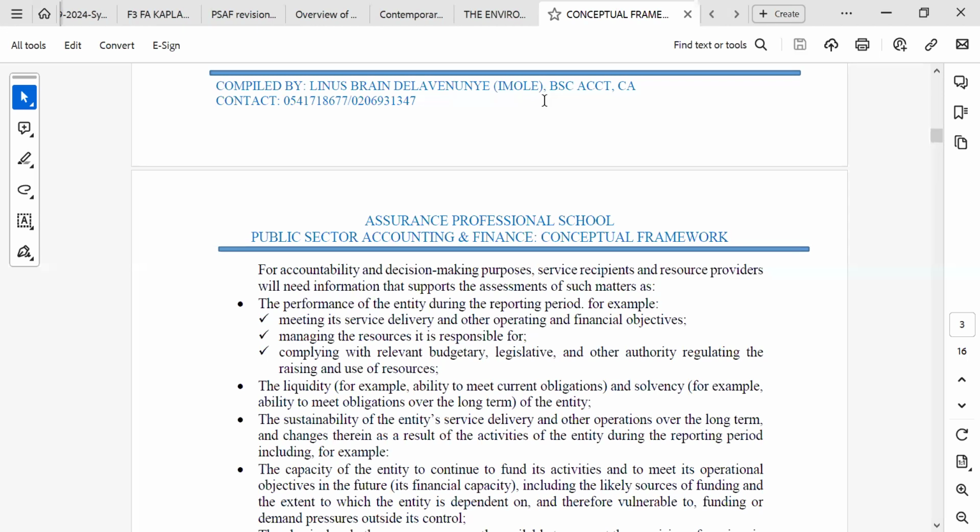We can also look at that and see whether they are able to continue for the foreseeable future. And we can also look at their financial health too. If they are making profit for the past 2 years, it is likely that this board might be able to fund their operations. We also have to look at the capacity of the entity to continue to fund its operations to meet its operational objectives in the future. So this one is talking about financial capacity. Do they have the money to pay the salary of the workers every year?